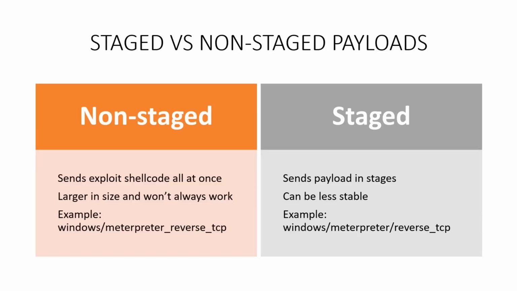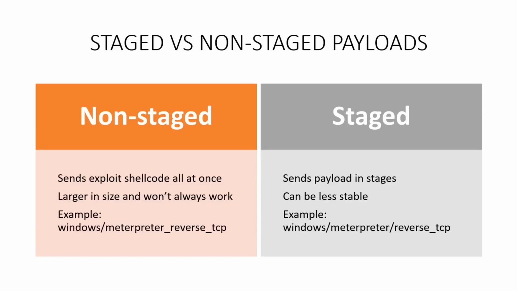There are two main types of payloads that we need to pay attention to. There is what we call non-stage and what we call staged. Now, a non-stage payload sends the exploit shellcode all at once, where a staged payload sends it in stages. The non-stage payload is larger in size and it doesn't always work, where the stage payload can actually be less stable. So each has its con.